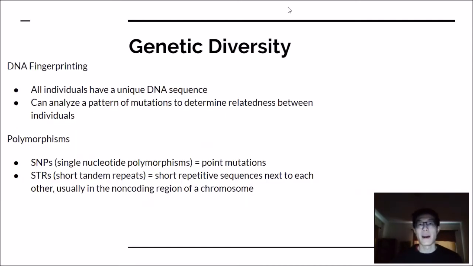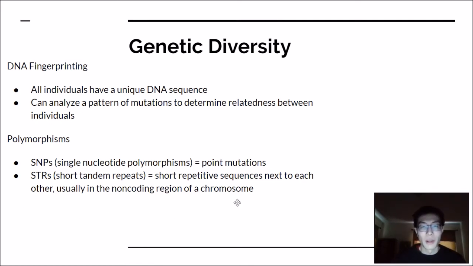Okay, now in terms of genetic diversity, however, we have to keep in mind that all individuals have a unique DNA sequence. So we can use fingerprinting methods to analyze a pattern of mutations in individuals to determine the relatedness between those individuals. So maybe like a paternity test, if you want to think about it that way, or maybe to figure out whether someone did a crime or not.